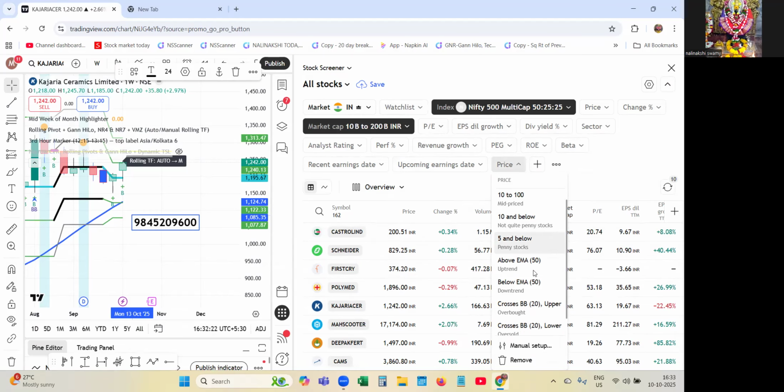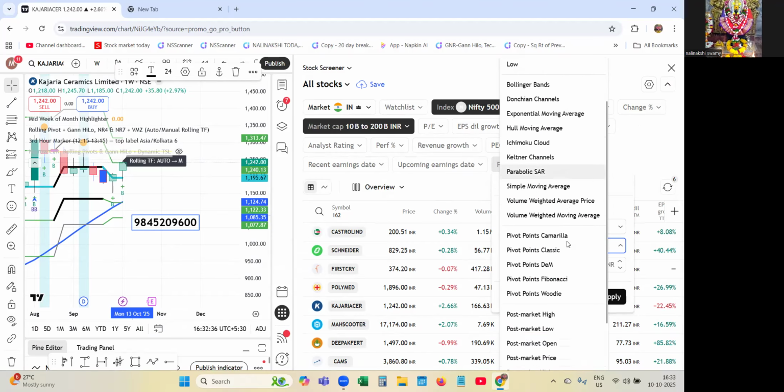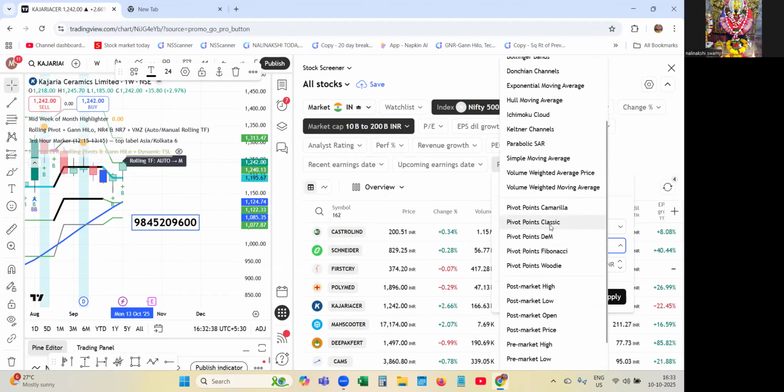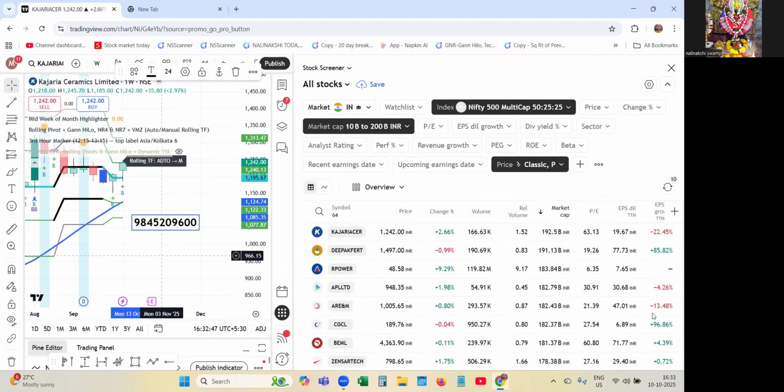If I drop down, there are so many things, but I want to set up manually. Above or equal to, if you click down, I want pivot points. So I'm going to select only pivot on the daily, and I'm going to apply. That's it. I'm not selecting anything.